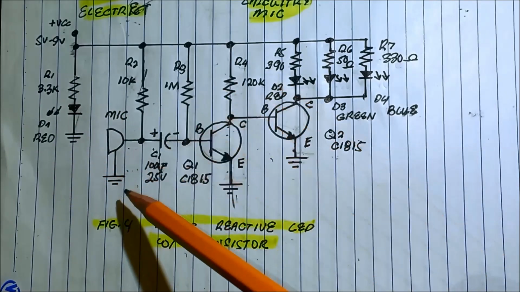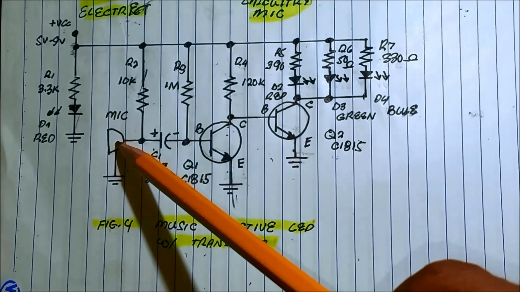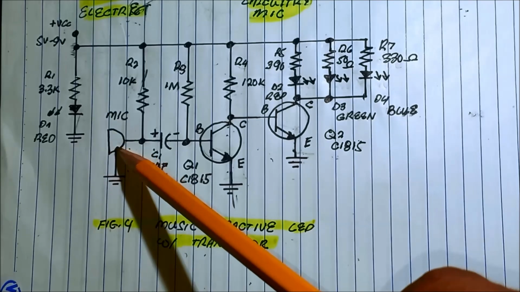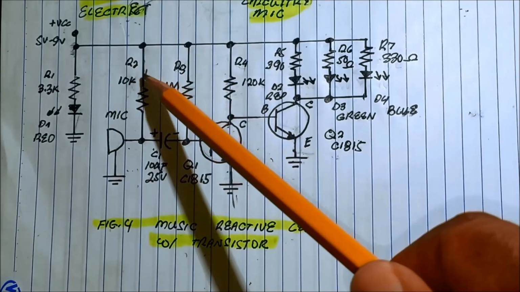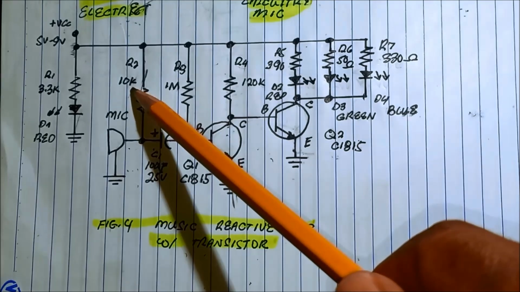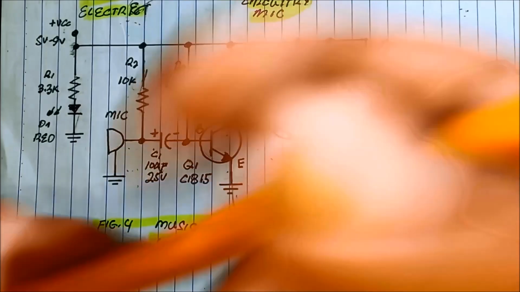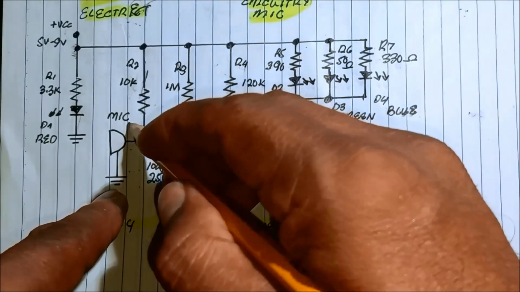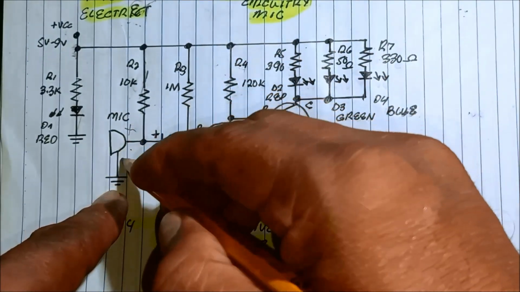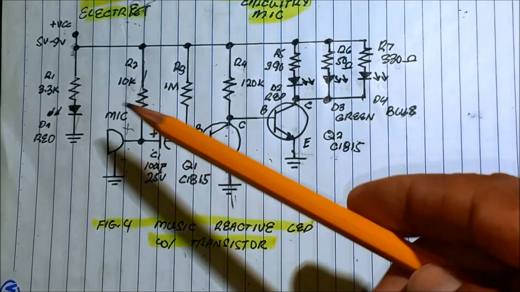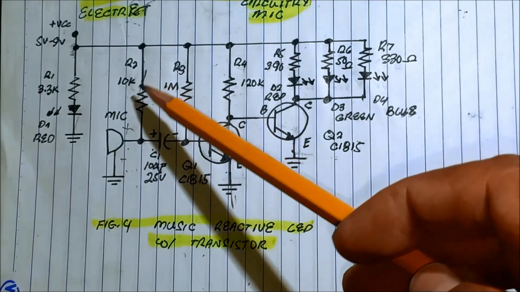And in the circuit, we have the mic. This is the mic. And then a 10K resistor is used. What is the use of this 10K resistor? There is a polarity of the mic, positive, negative. Okay? What is the use of this 10K resistor?